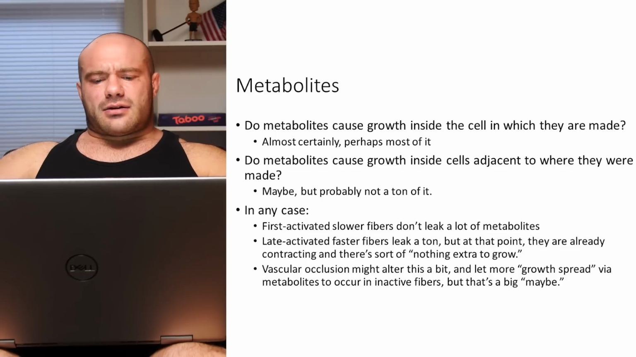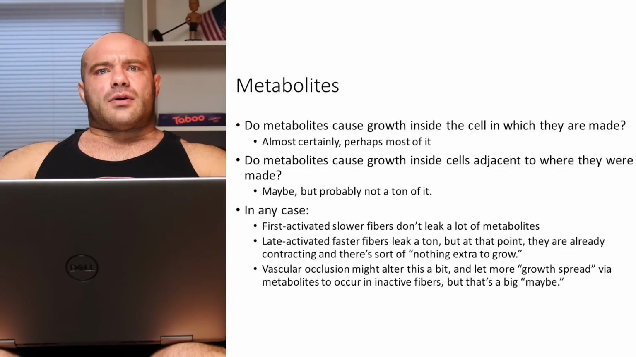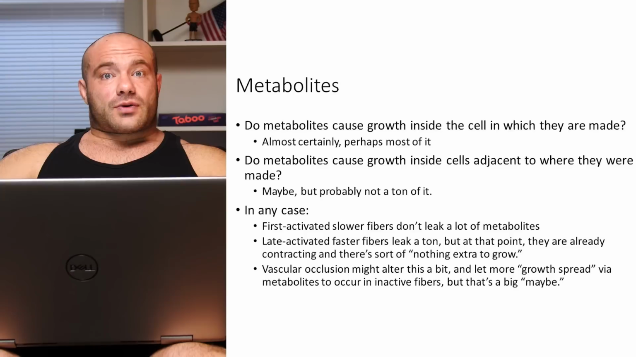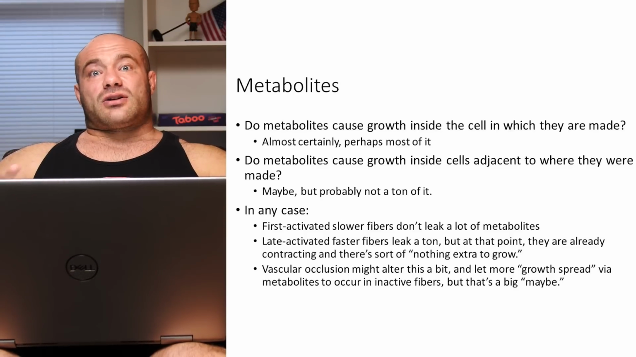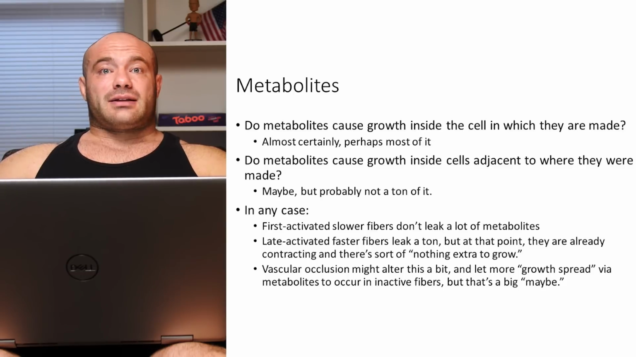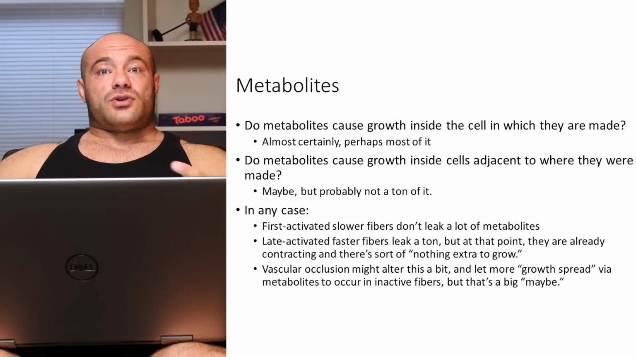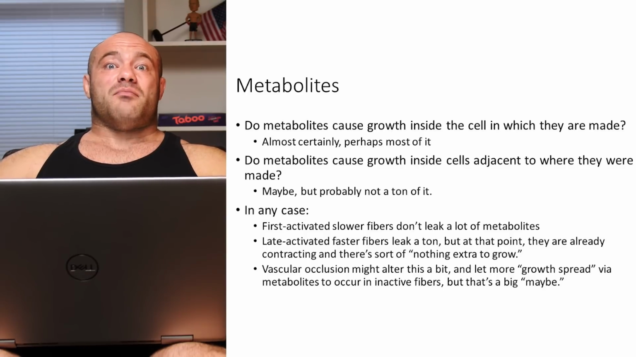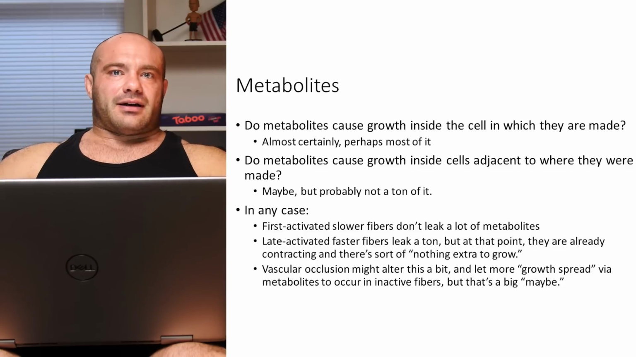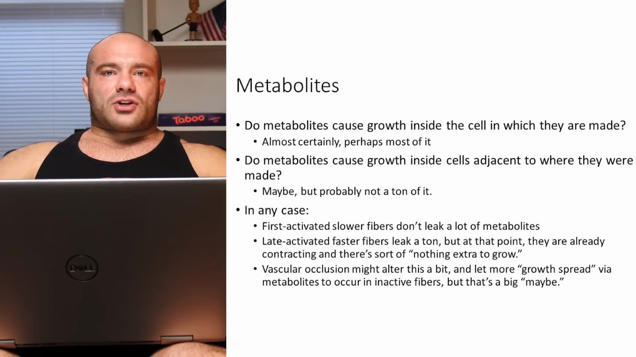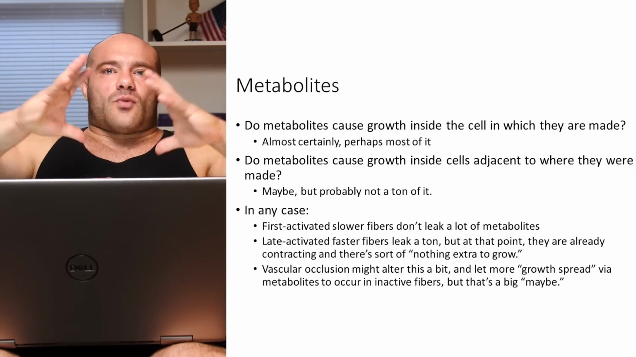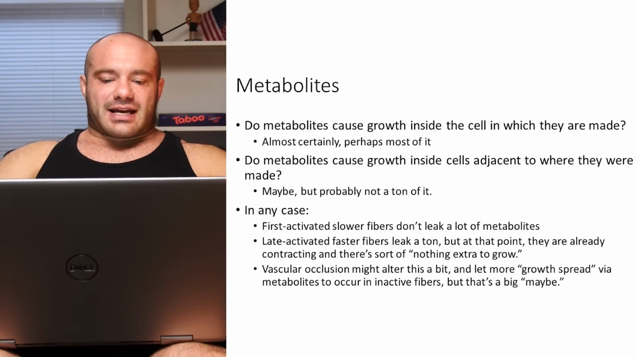The one trick here is that vascular occlusion, right, that kind of training, occlusion training, Kaatsu training, might alter this a bit, because it might start to sum metabolites really quickly and allow the metabolites to sum up way before the faster twitch motor units are really starting to turn on, which might grow a bunch of muscle that isn't yet super active in its tension generating abilities. So we may get more of that growth spread from one cell to the others via this technique.